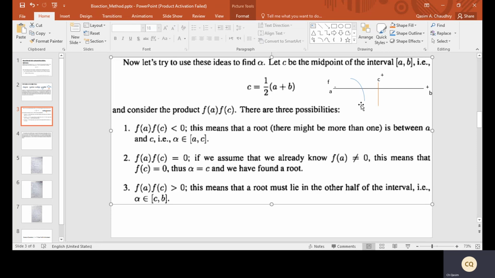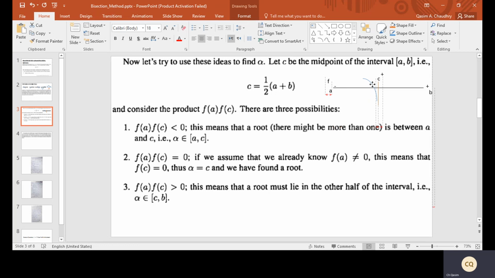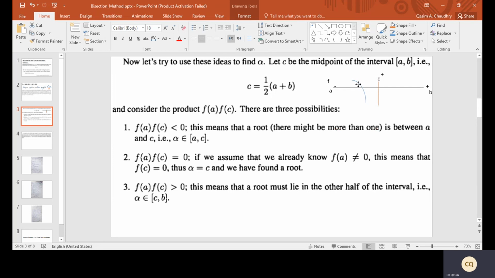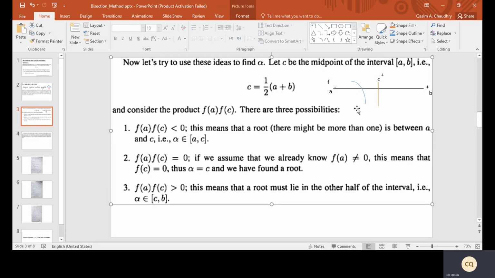Now what can be the other possibility? Students, maybe this curve exactly lies, let me show you here, at the same point C. So that is the root. So it means f of C is equal to 0. So let me come back to this one. So this means this is your root. So that's clear.